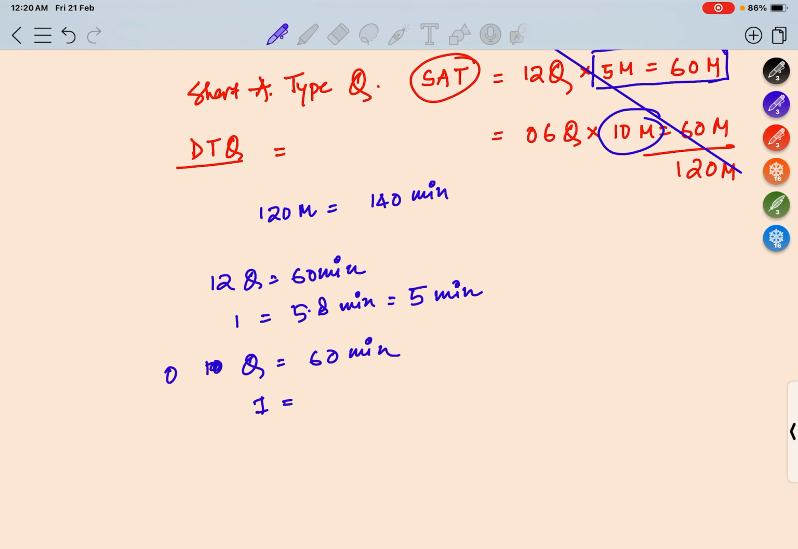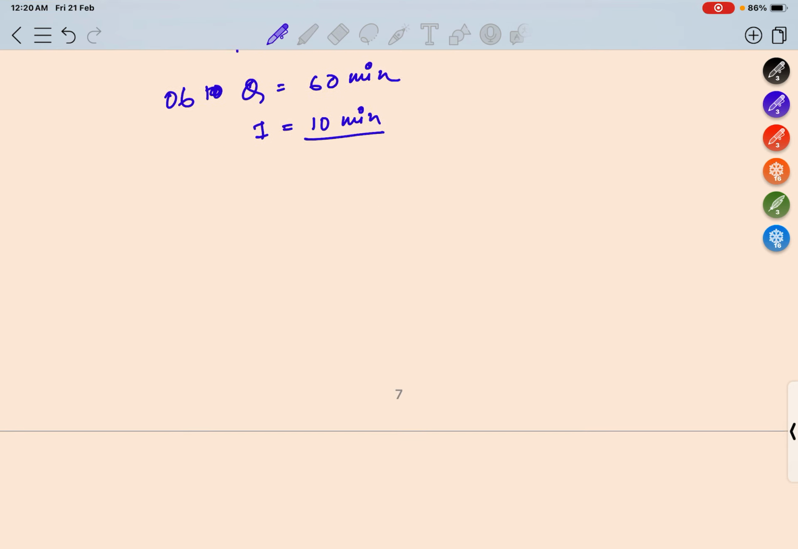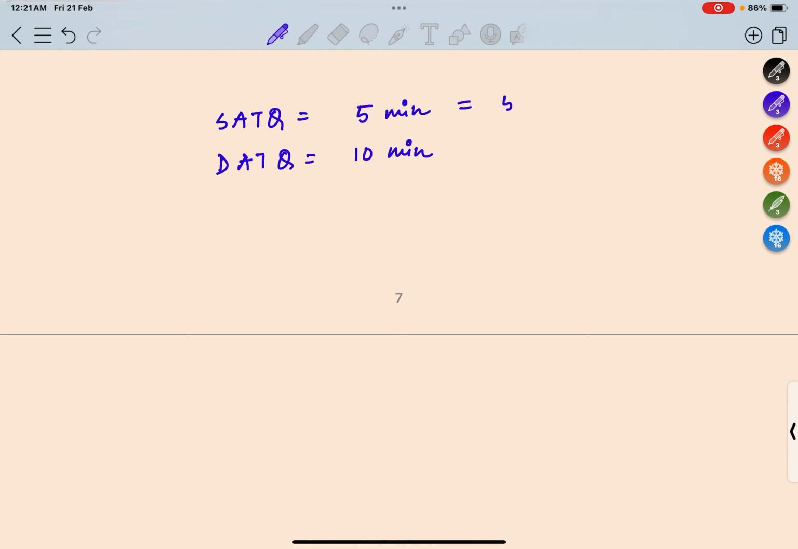No, actually it is 6 questions, okay? So you will be getting almost 10 minutes. So in this way you can divide that. In this mains examination, short answer type questions you have to write in 5 minutes, and descriptive answer type questions you have to write in 10 minutes. Okay, it is of 5 mark value, it is of 10 mark.